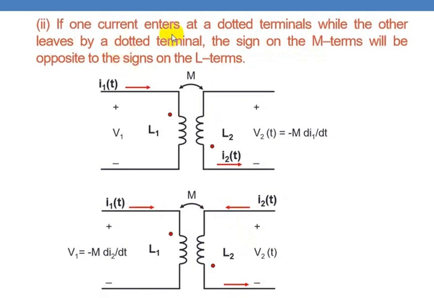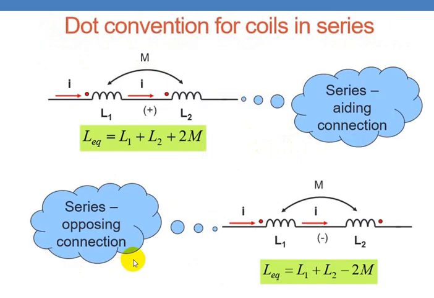Second case, if one current enters at the dotted terminal while the other leaves the dotted terminal, the sign on M terms will be opposite to that of the signs on the L terms. So if one is entering and another is leaving, in that case the sign will be opposite. The mutual inductance voltage will have a minus M into di1 by dt, whereas in this case it will be minus M into di2 by dt.